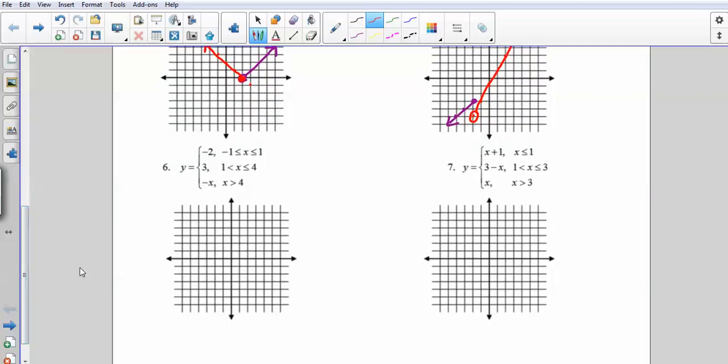Number 6 has a lot of constant functions in it. So y equals negative 2, that's going to be straight across at negative 2. Let's go back to purple. From negative 1 to 1. So my whole line would be at y equals negative 2 here, all the way across forever and ever. But I'm going to erase the parts I don't need. So I only want from negative 1 to 1, and I do want to include those endpoints because I see the or equal to.